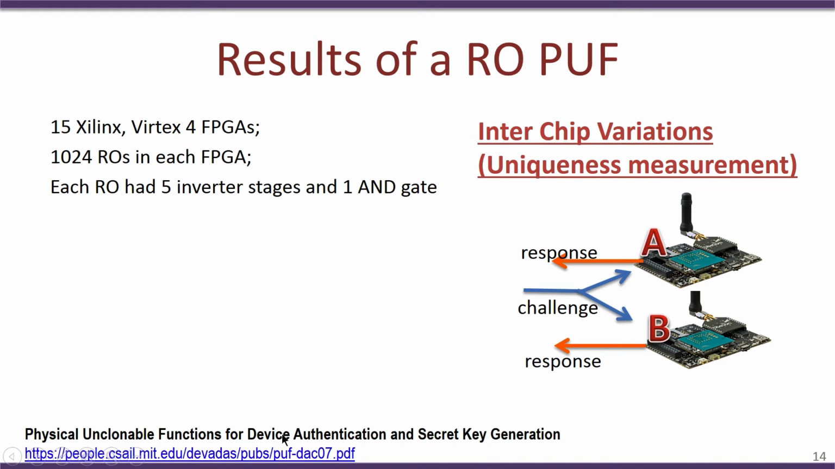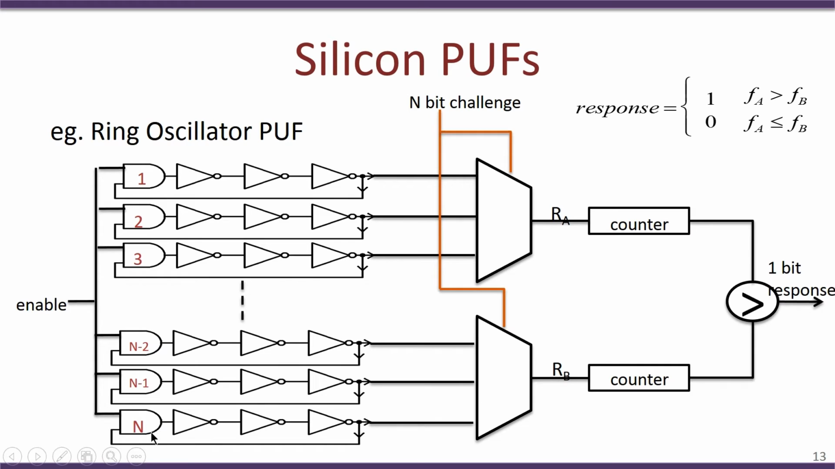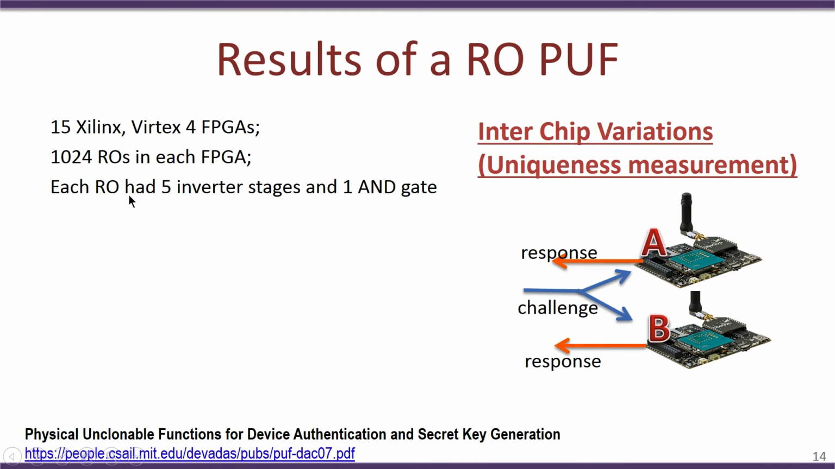So, we will be referring to this particular paper which was by Professor Devadas in DAC 2007. This paper shows the implementation of a ring oscillator PUF on Virtex 4 FPGAs. They compared 15 such devices. All of these devices are exactly identical, and they implemented 1024 ring oscillators in each FPGA. This means that the N over there was 1024. Further, instead of 3 inverters, they had used 5 inverters. So, each ring oscillator had 5 inverters and an AND gate.